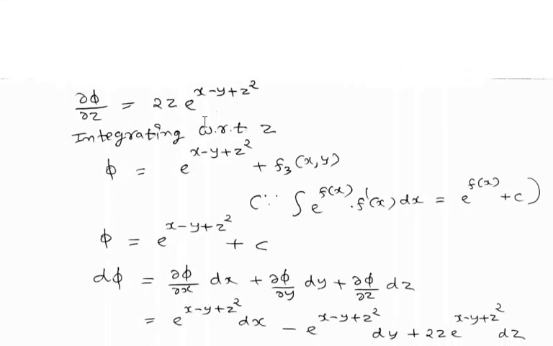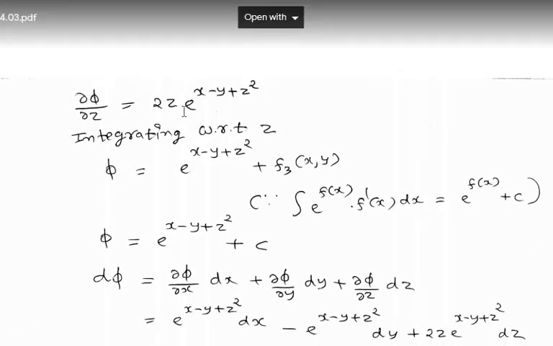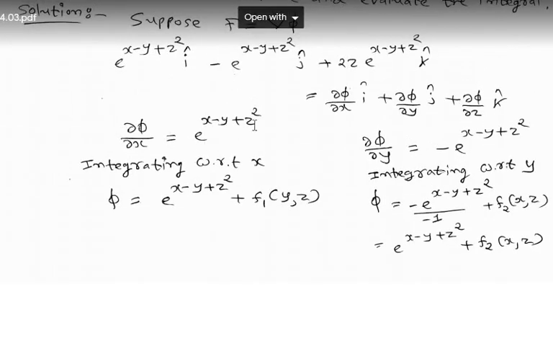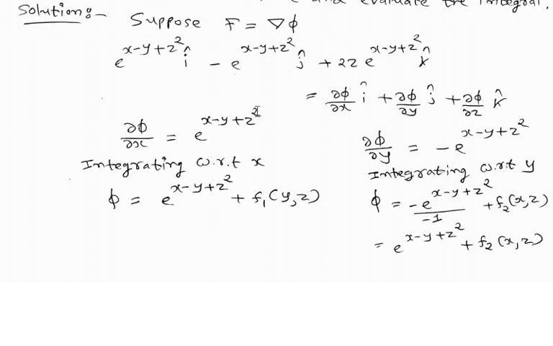That is written over here, right? This is del phi by del z, that is equals to 2z e raised to x minus y plus z square. Now we will integrate this with respect to x. So in the left hand side we will be having phi, and integration of e raised to x minus y plus z square, the result is e raised to x minus y plus z square divided by 1, and function of y is a constant.